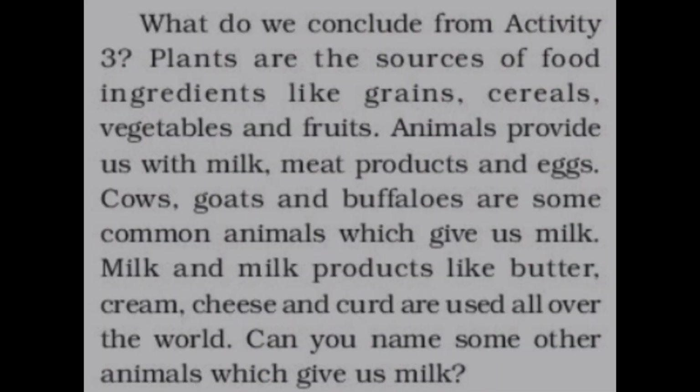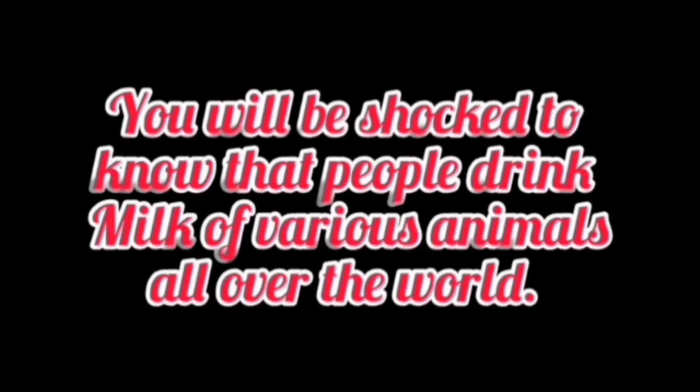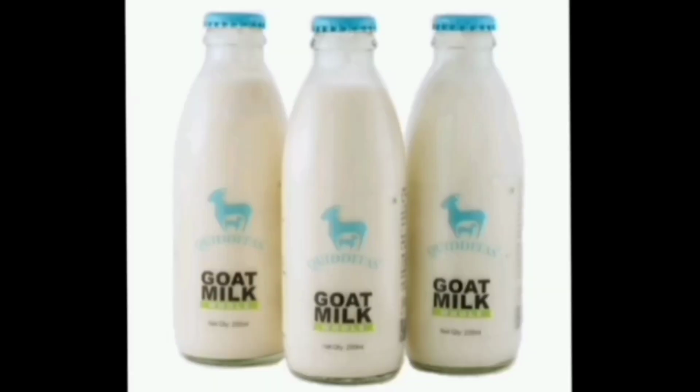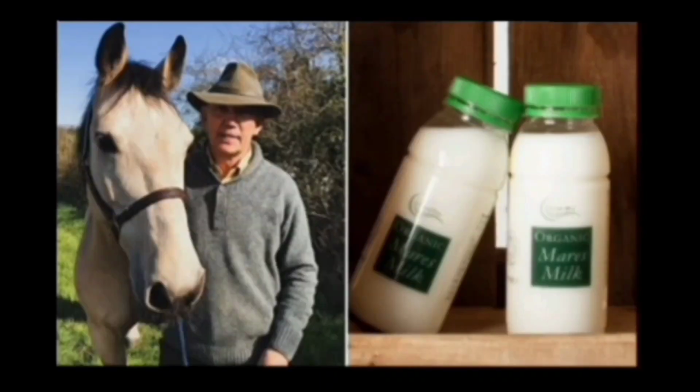What do we conclude from activity 3? Plants are the sources of food ingredients like grains, cereals, vegetables and fruits. Animals provide us with milk, meat products and eggs. Cows, goats and buffaloes are some common animals which give us milk. Milk and milk products like butter, cream, cheese and curd are used all over the world. Can you name some other animals which give us milk? You will be shocked to know that people drink milk of various animals all over the world. For example, goat milk, camel milk, donkey milk, horse milk and many more.